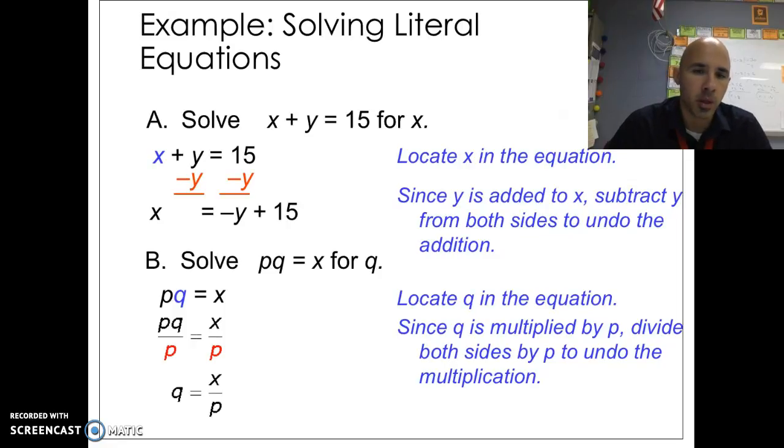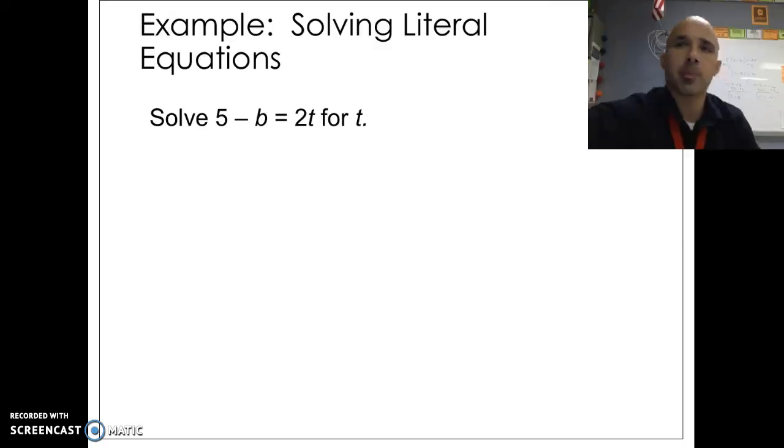At this moment, you probably want to just pause, make sure you understand how to solve a literal equation. You will obviously be assessed on this particular lesson in the near future. Let's go ahead to the next example.